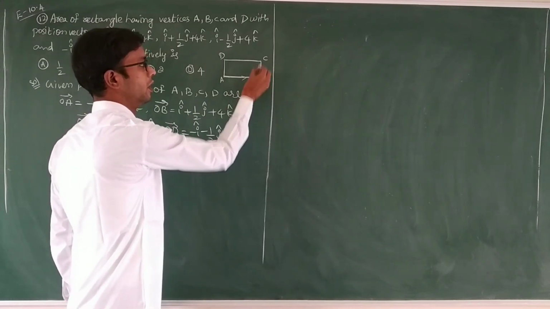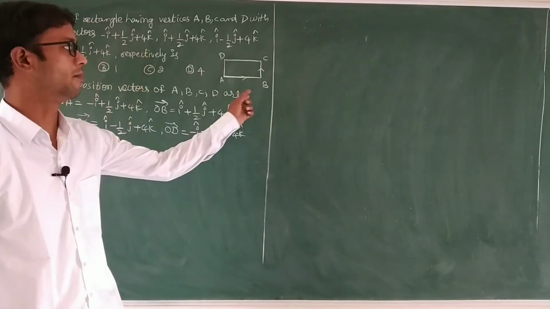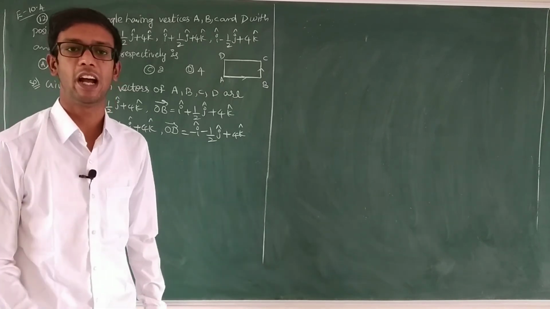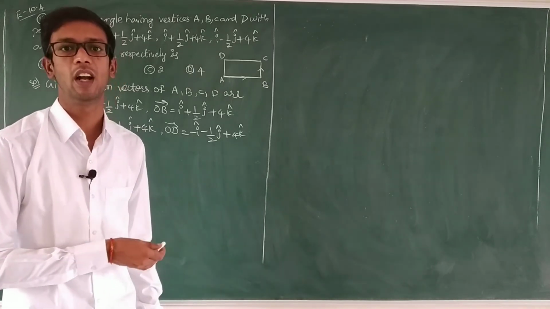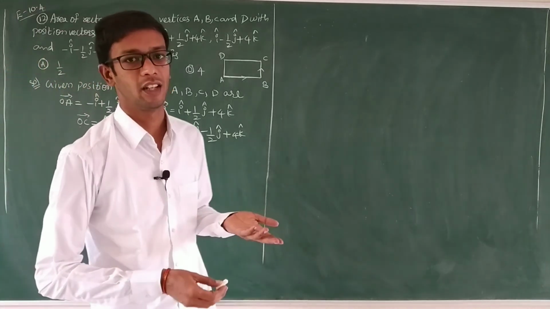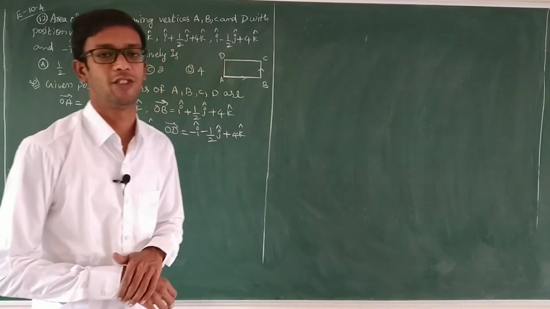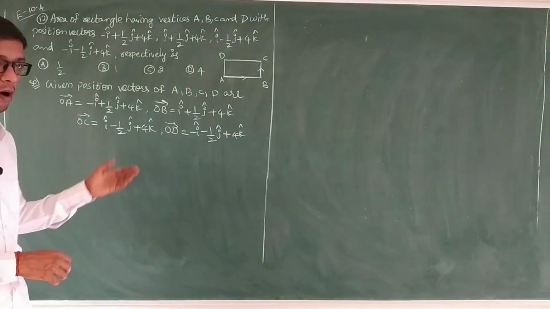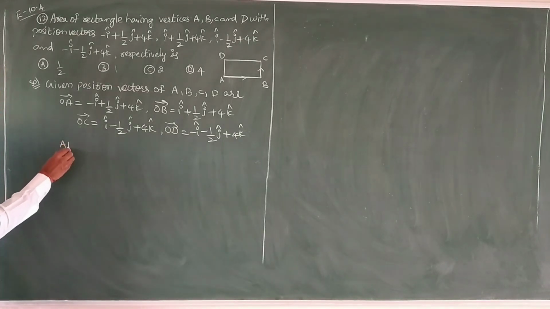So now any two adjacent sides you take. I am taking these two, AB and BC, two adjacent sides. Area of parallelogram formula we use here for the rectangle also. Why? Because a rectangle satisfies the parallelogram conditions also. So now I will complete this problem by taking the two adjacent sides.